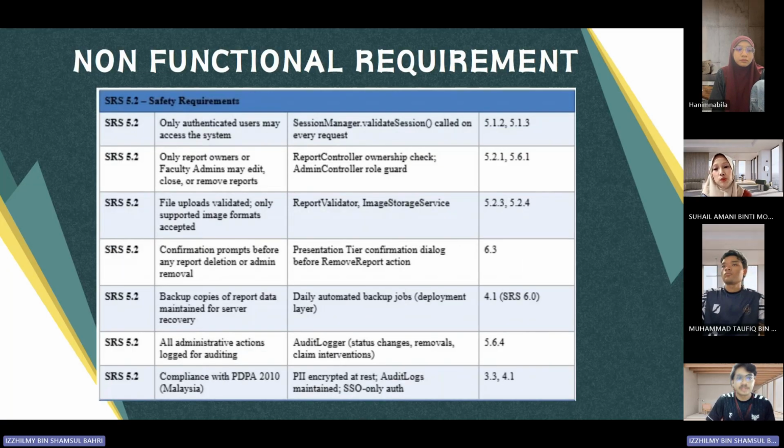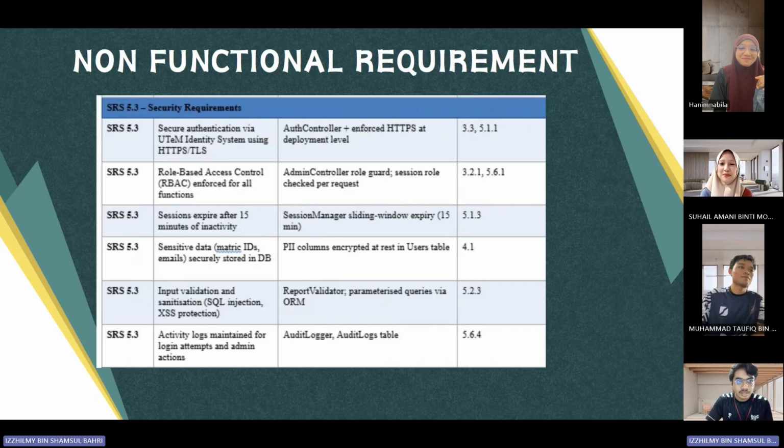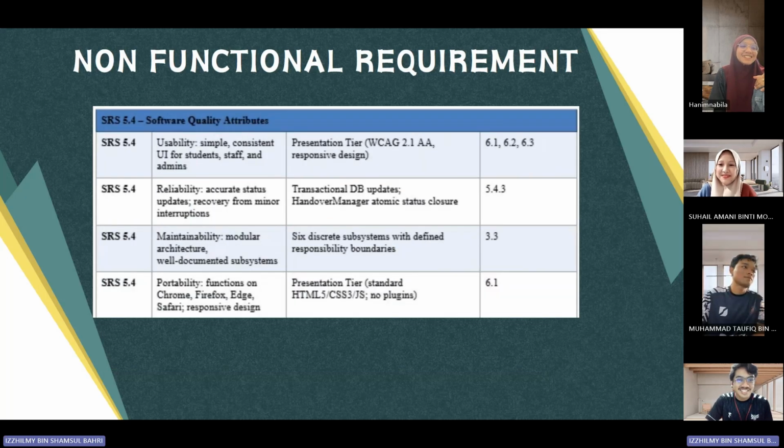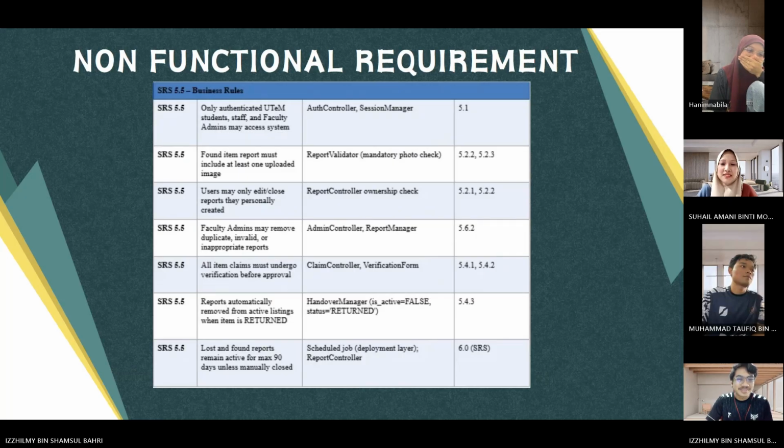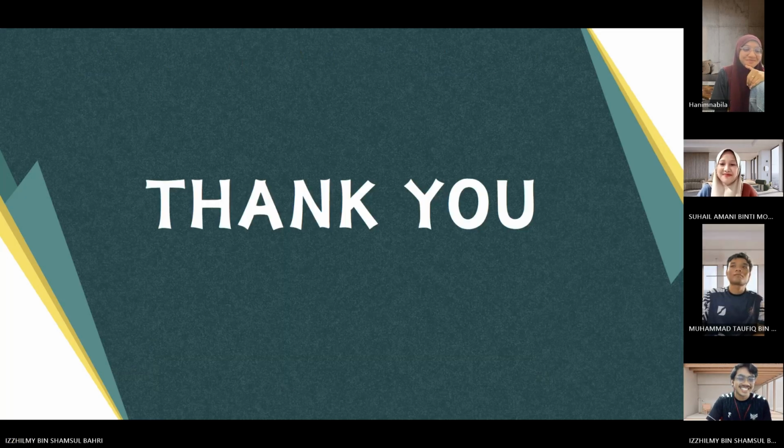So the next one is the safety requirement. So we have many safety requirements. And the security requirements. As you can see, the software quality attributes are the business rules, and the last one.